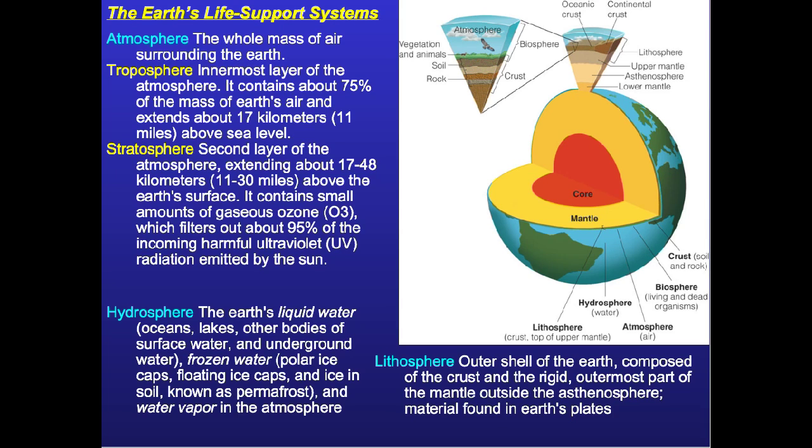Finally, lithosphere. Now, lithosphere is actually looking at the crust of the Earth, the actual rock, mineral, soil. It's the outer shell of the Earth, composed of crust and the rigid outermost part of the mantle outside the asthenosphere, material found in the Earth's plate. So here you can see that it's showing the lithosphere. We have the atmosphere. Here we go. And then the hydrosphere.